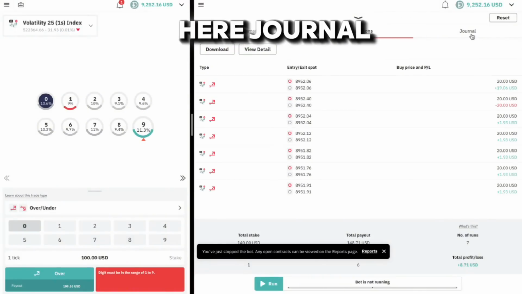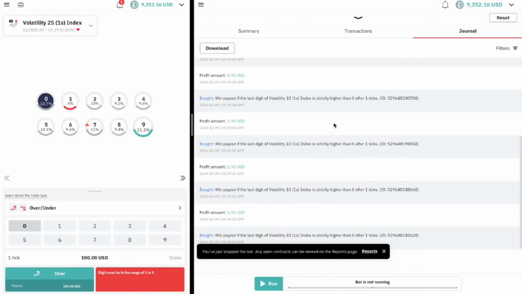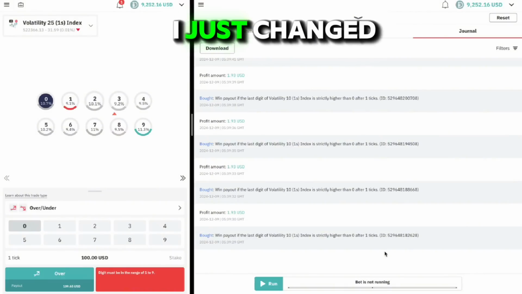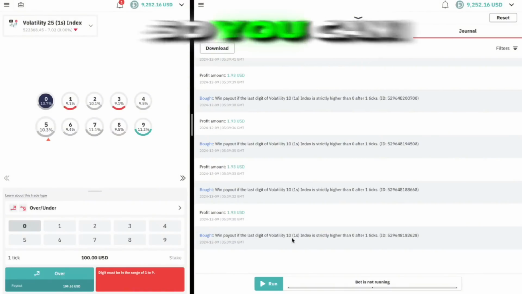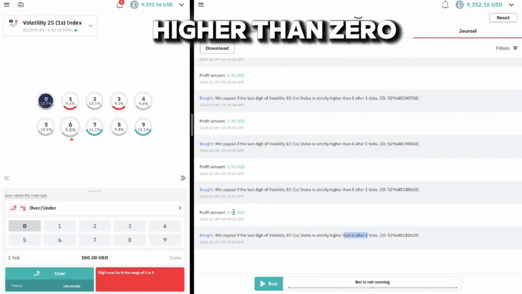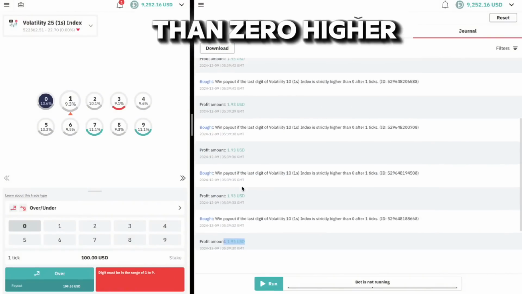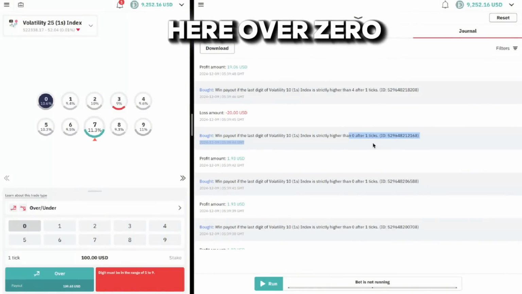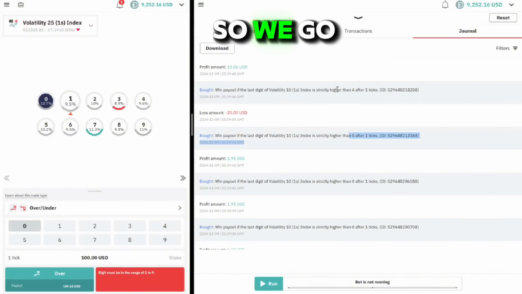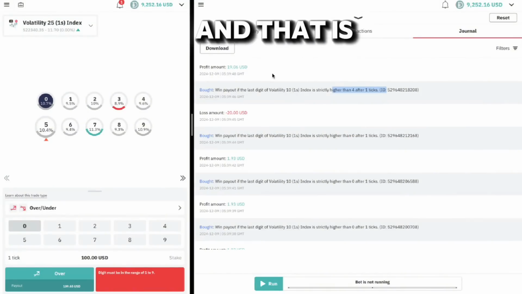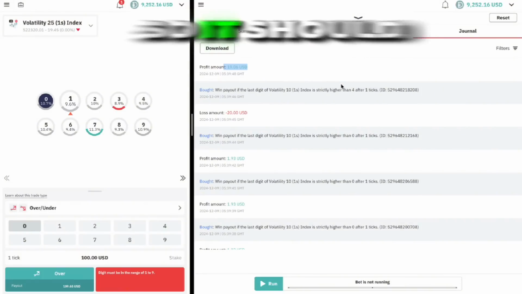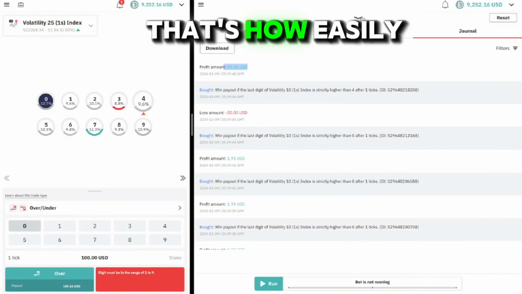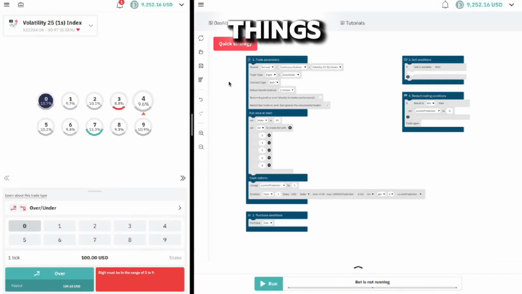Anyway, this is exactly what I wanted to show you here, the journal. So I just changed the stake list. It was an under 9 bot. I just changed it to over very quickly. So you can see if it's higher than 0, you win. Higher than 0, higher than 0, higher than 0. We first lost here. Over 0, we lost $20. So we go to over 4, and that recovers. So it should be over 5 so that it recovers the whole $20. That's how easily you create these things.